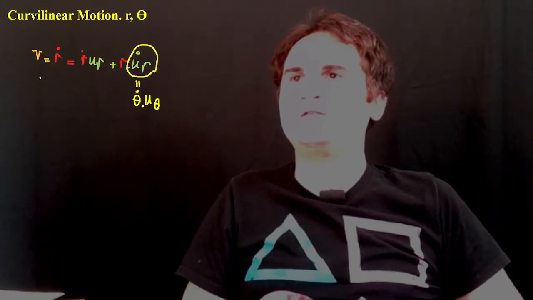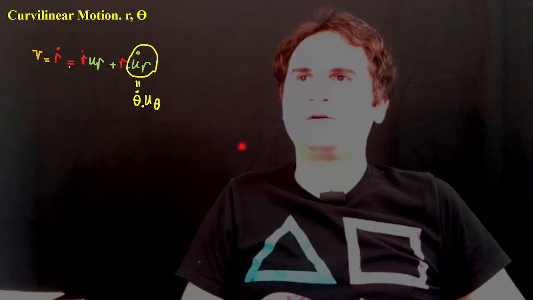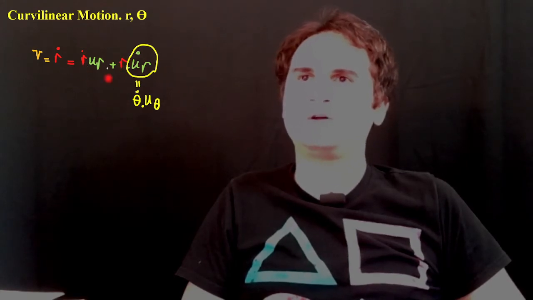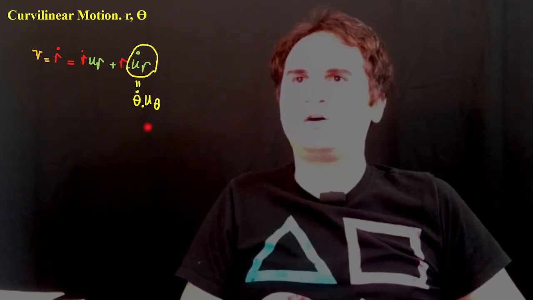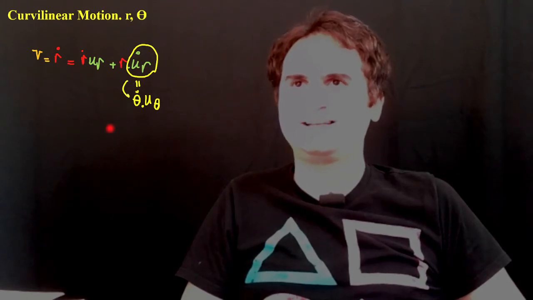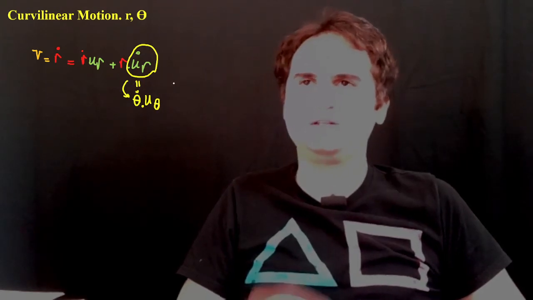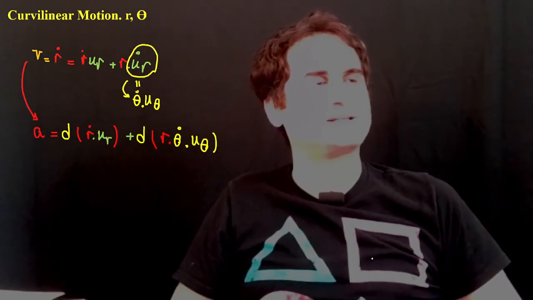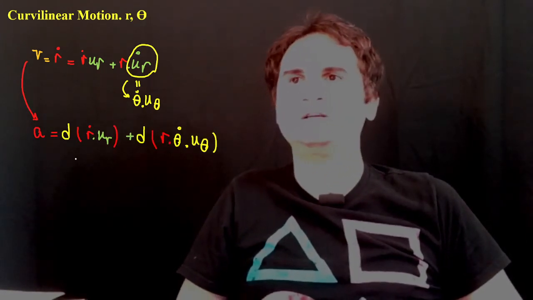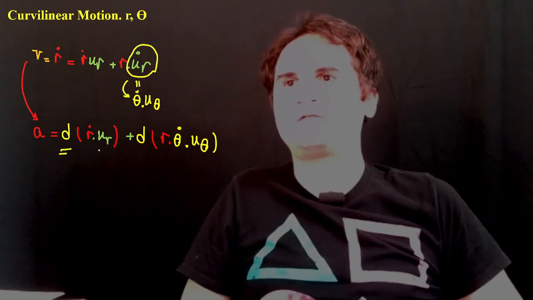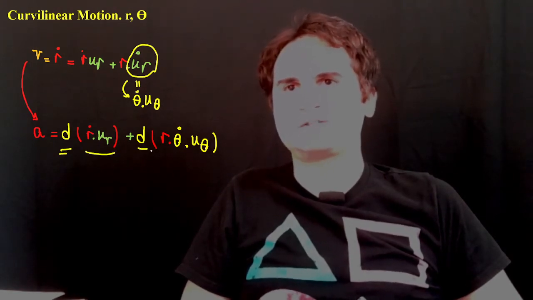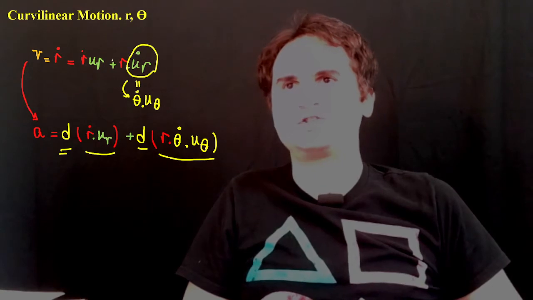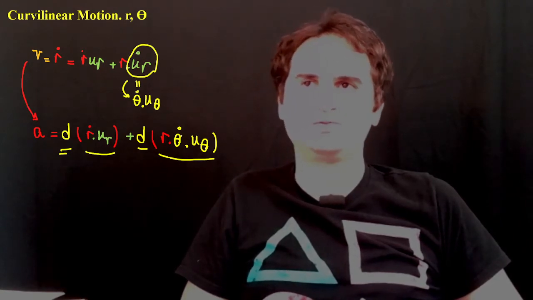So again, if v is r dot u r plus r times u dot r, we just saw that u dot r is equal to theta dot times u theta. And if we want to derive the acceleration field from the velocity, that's the derivative of the first component plus the derivative of the second component, which is r times theta dot times u theta.